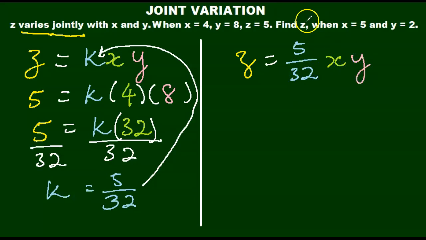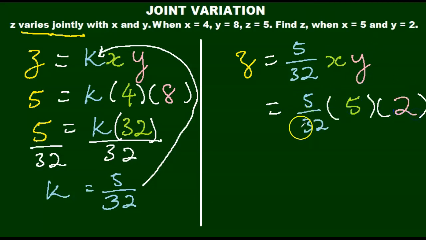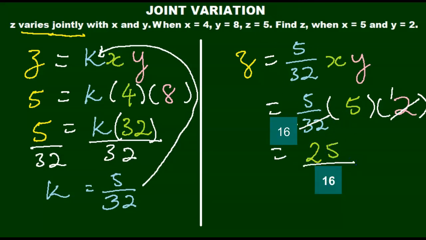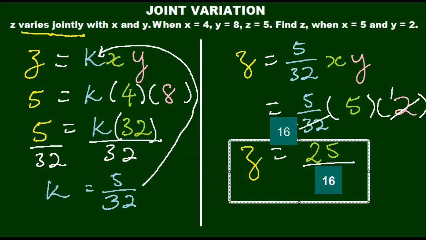So can we find z when x equals 5 and y equals 2? Of course we can. We're going to plug it back in here. Keep our 5 over 32. Our x is now 5. Our y is now 2. Simplify. These are even numbers. 2 divided by 2 is 1. 32 divided by 2 is 16. That equals 5 times 5 is 25 over 16. And that's our value of z when x equals 5 and y equals 2.